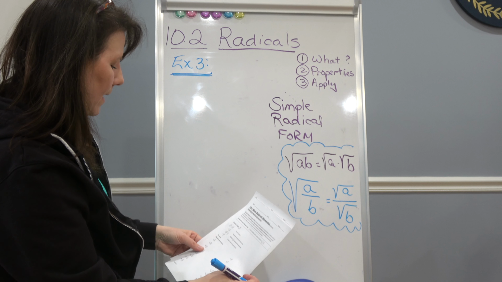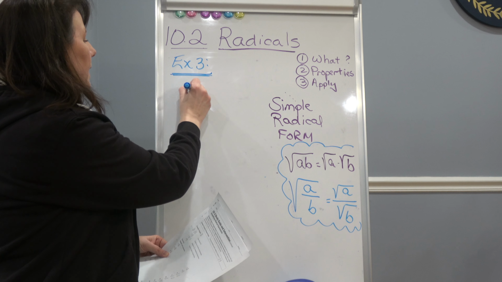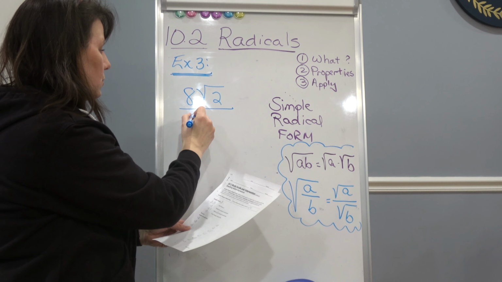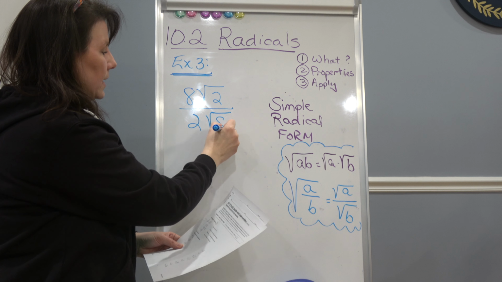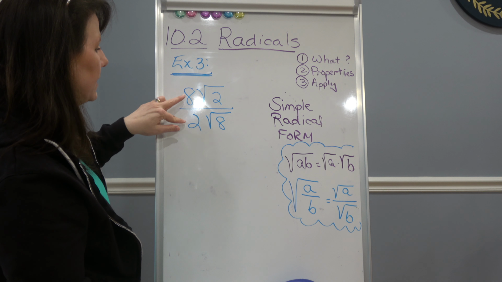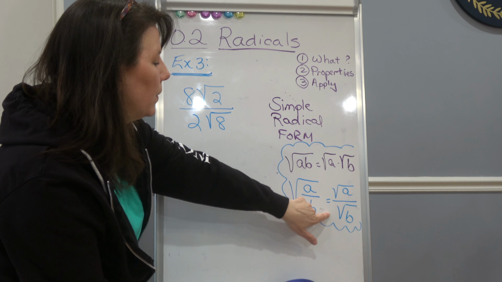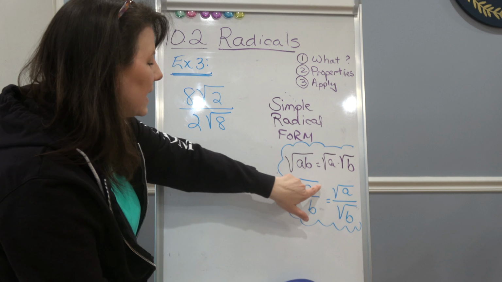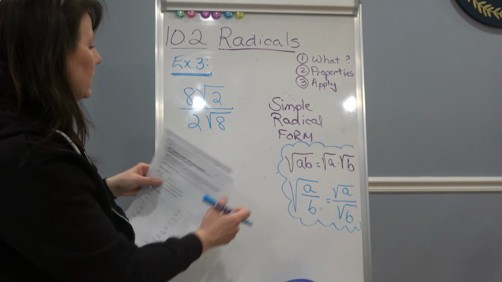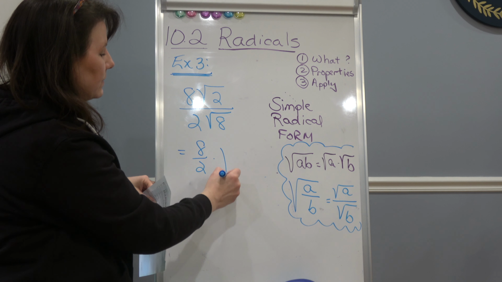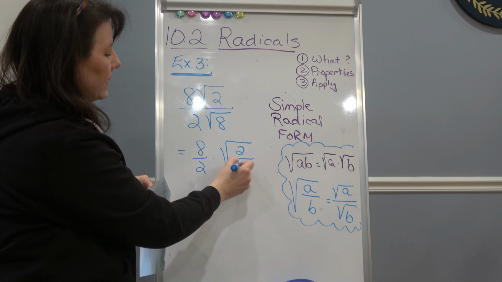Let's say we had 8 square roots of 2 divided by 2 square roots of 8. So we just kind of swap them. If we wanted to divide these two, we could put the numbers that are in the radical together. So we could think of this as 8 divided by 2 times the square root of 2 divided by 8.